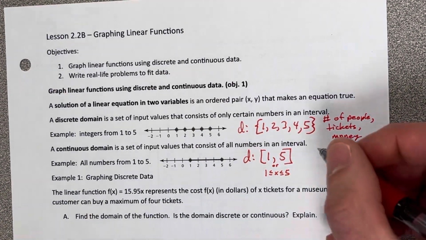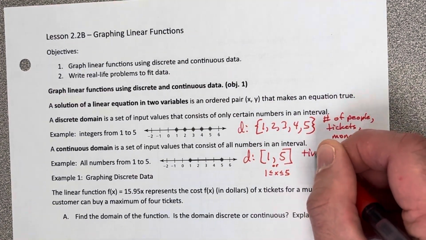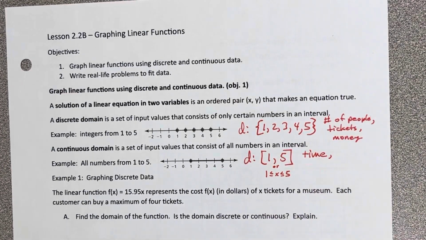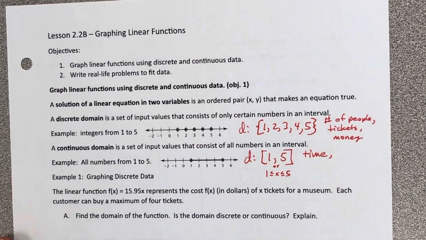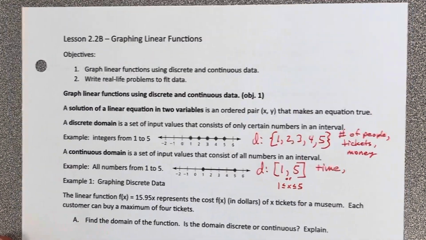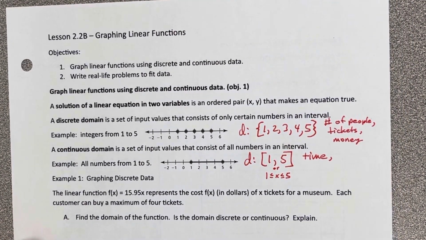So some examples of that would be like time. Time, you can do half seconds. You can do decimals of seconds. Time is continuous, okay? It doesn't care if it's a half a second or not.